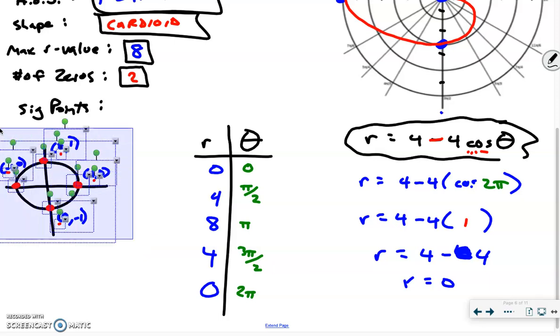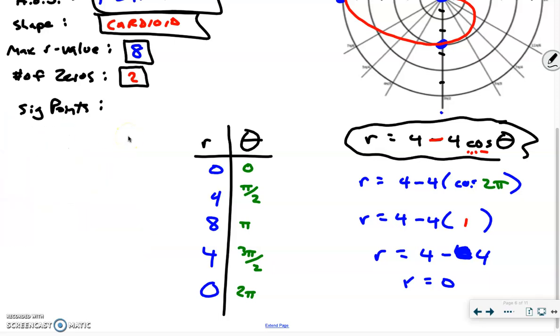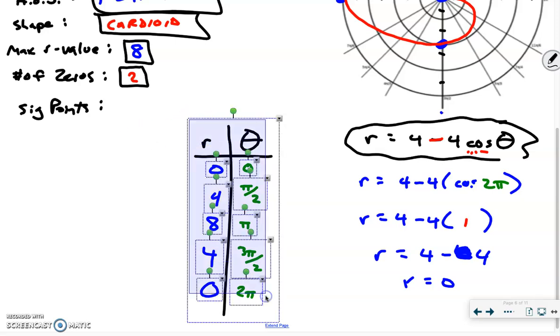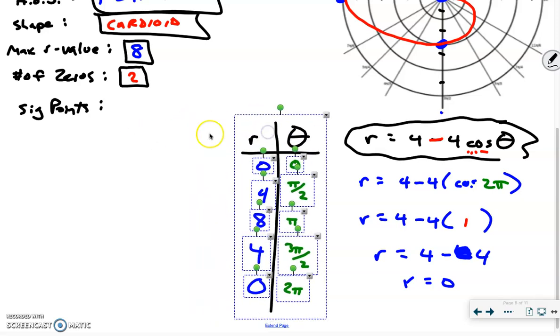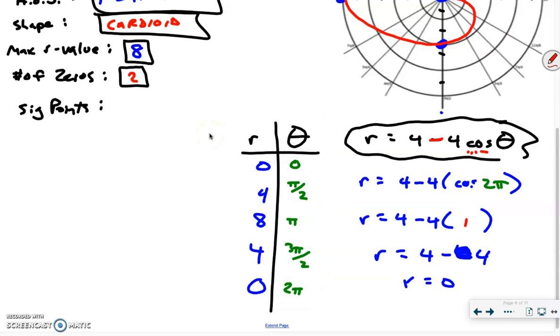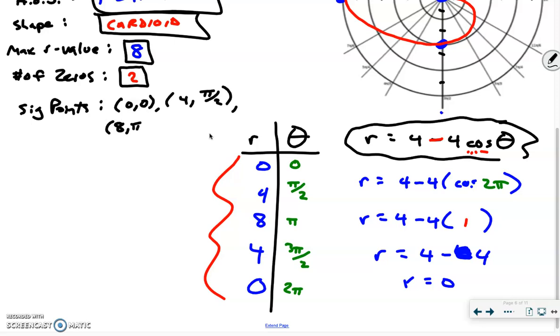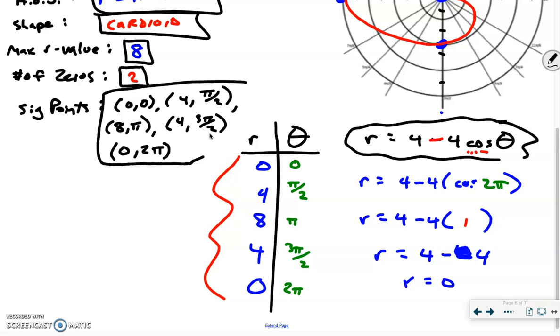So I think we are in a spot where I can get rid of this because we're ready for the significant points. Now the good news is the significant points, we've already found, and they are these values right here. All that we need to do is to rewrite these to where they look like coordinates. So we are at 0, 0. We're at 4 comma pi over 2. We are at 8 comma pi. We are at 4 comma 3 pi over 2. And then finally we're at 0, 2 pi. Yes, we do need all 5 of these to be complete.